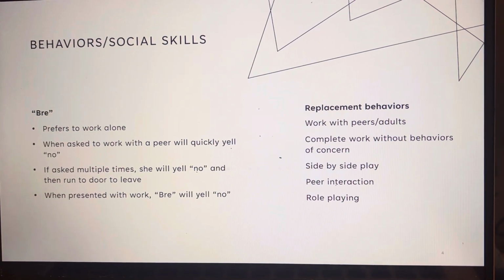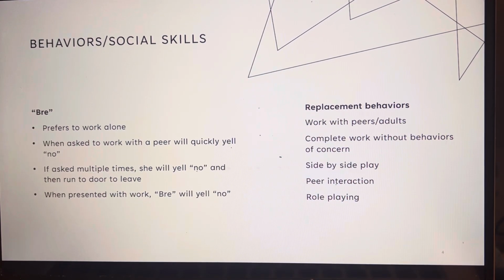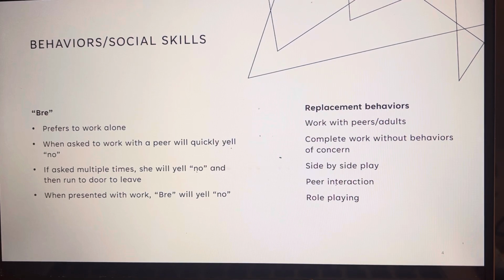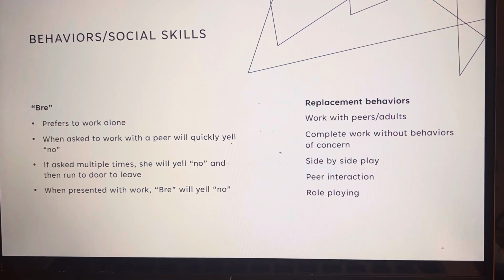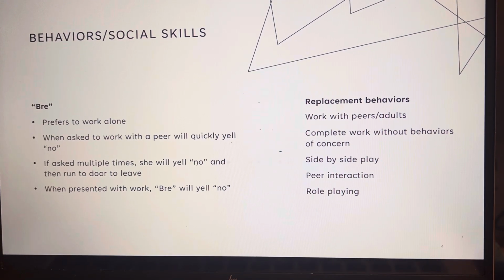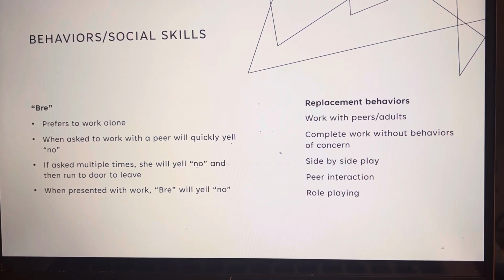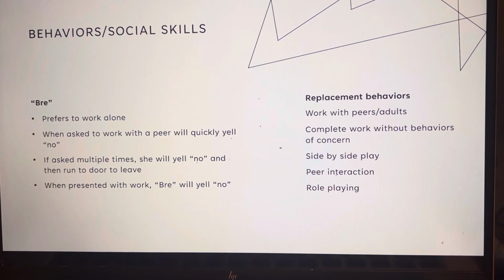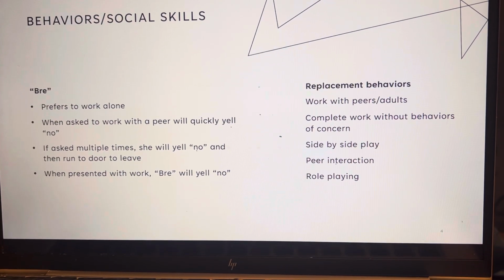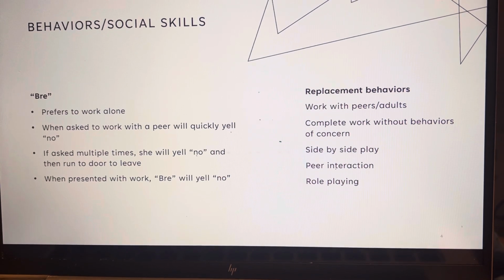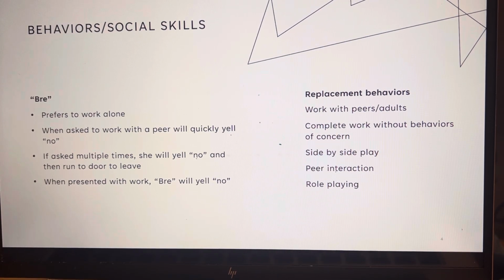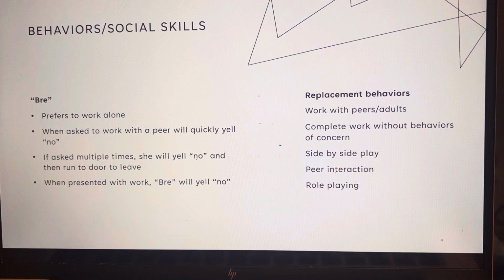Some of the behavior and social skills. Bree, she prefers to work alone. When asked to work with a peer, she'll quickly yell no. Sometimes she does it repetitively and it's very loud. Sometimes she even runs to the door as if to escape the activity. Whenever she's presented with work, if you hand her the work, she'll quickly yell no.